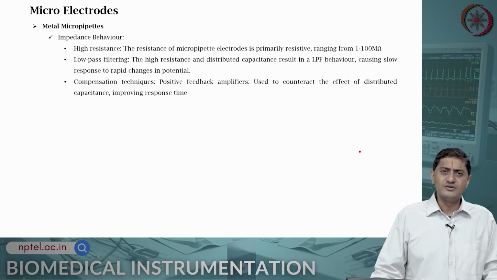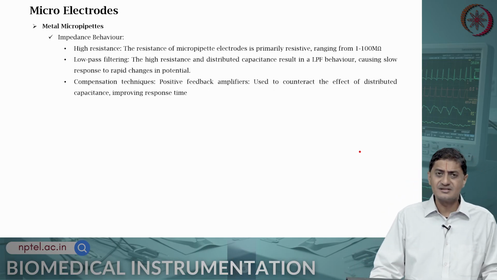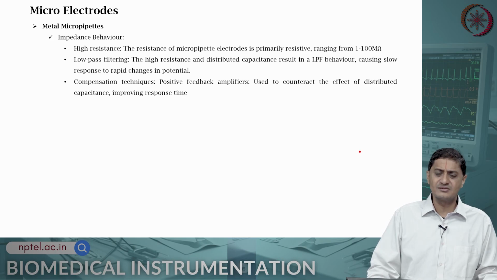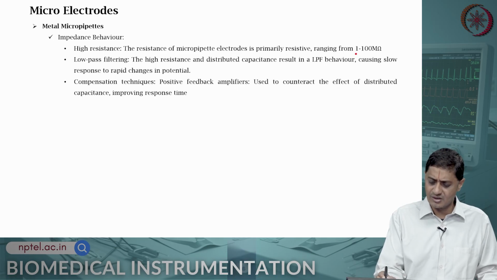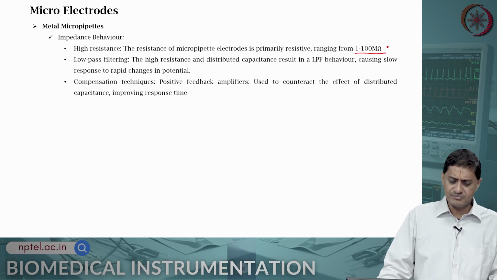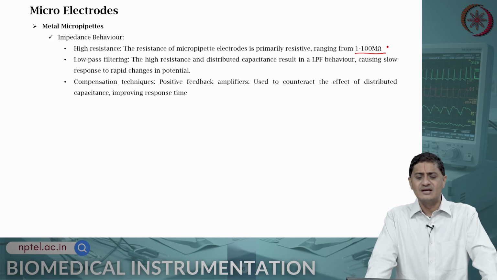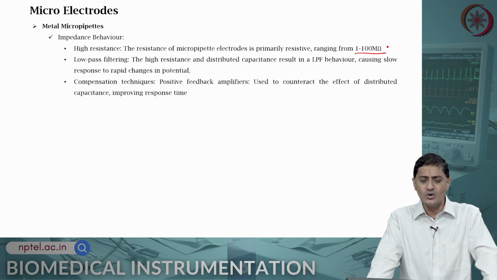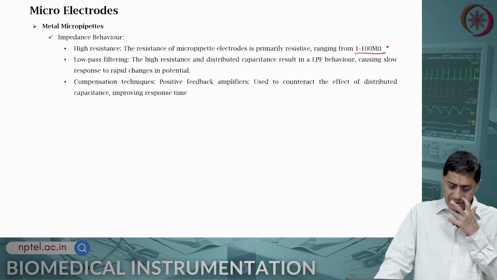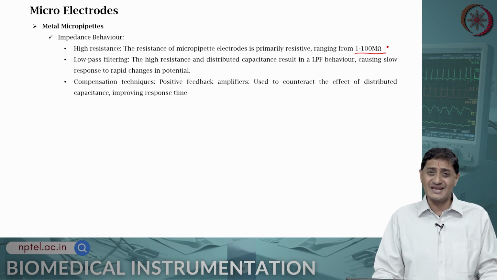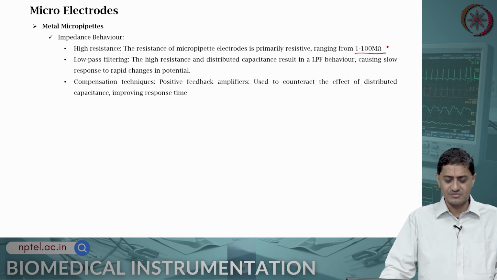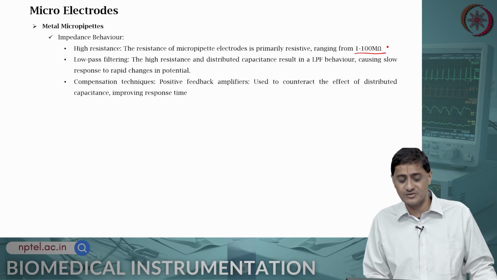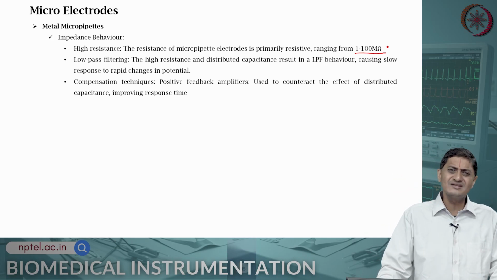Again, when you look at the impedance behavior of metal micropipettes, essentially the impedance is primarily resistive, ranging from 1 to 100 mega ohms, and because of distributed capacitance and high resistance, essentially this acts as a low pass filter, causing slow response to rapid changes in potential. That means that relatively fast changes cannot be captured by this method. So, you need to know the limitations of the method when you use it, and there are some ways of compensating for that.